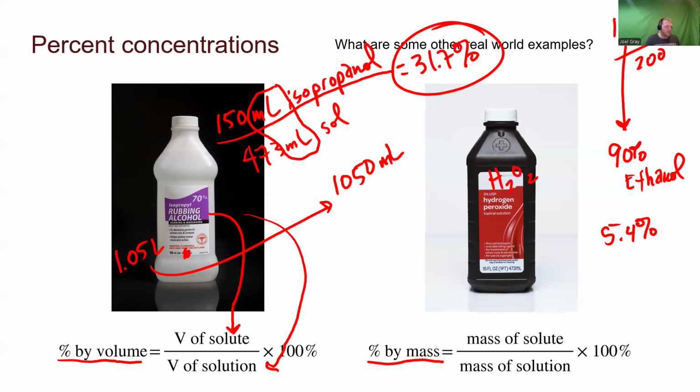Okay, so that's by volume. Substances like hydrogen peroxide are going to be mass of a solute versus mass of a solution. Same sort of thing: you have to match the units. So let's say that you have 125 grams of your solute, and let's say that our solution is 1,097 grams.